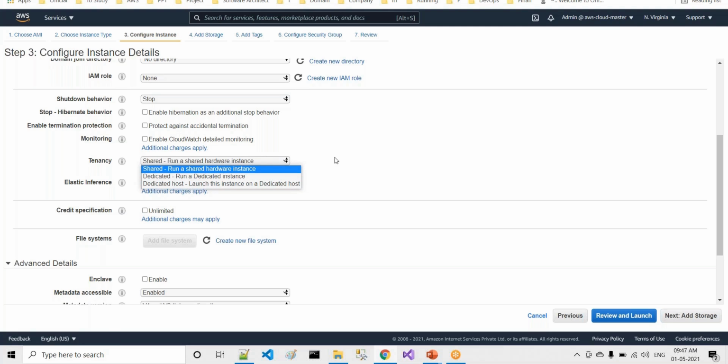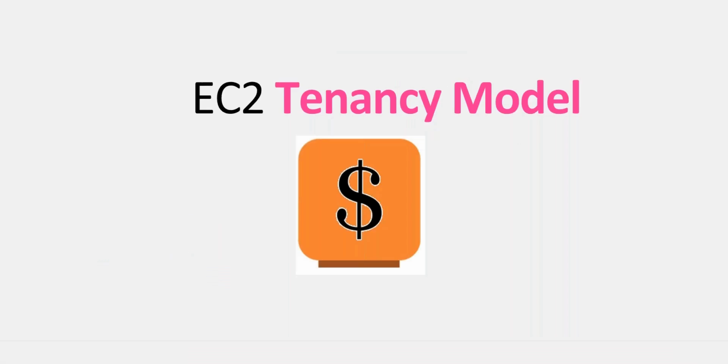And then you have dedicated, which means you do not want to share the hardware at all. You do not want to share the one BHK flat with anybody. You just want to use it for yourself. So this is what the tenancy model is. Okay. Now you have some better idea.